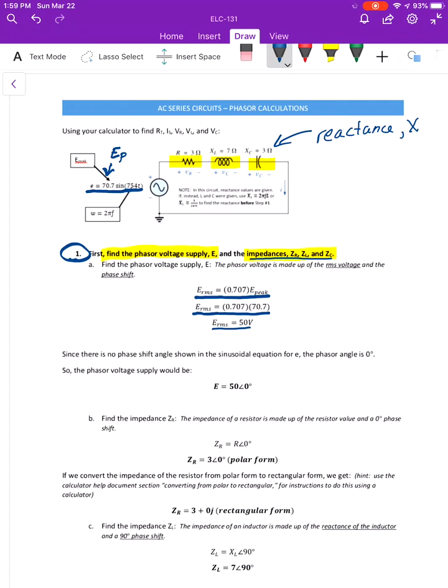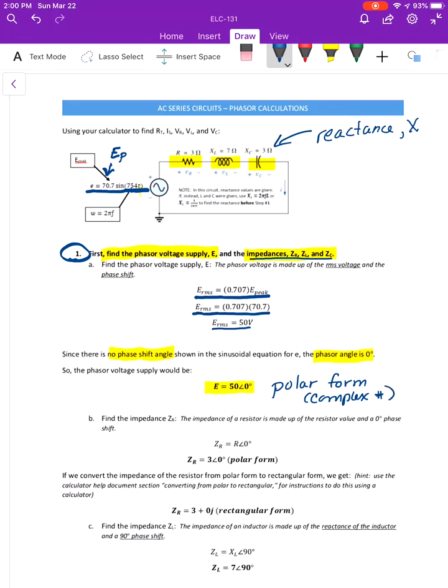There's no phase angle, there's no phase shift in our equation. If there were, we would have something after that 754t. There's nothing there, so that means that our phasor angle is 0. Therefore, our phasor supply voltage is just 50 at an angle of 0 degrees. Remember, that's a complex number written in polar form. That's where that comes from, and this is the phasor math that we're using.